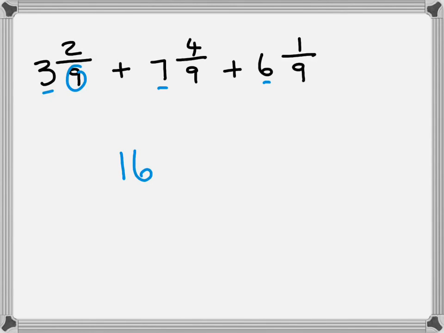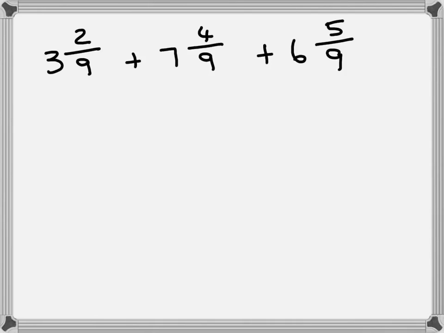Do you see they've all got the same denominator? So we can just add them up straightforward. They've all got a 9 at the bottom. So we're going to go 2 plus 4 is 6, plus 1 is 7. So we write the 7 over the denominator, which is 9. That was easy. Okay. Now we're going to look at the next step.